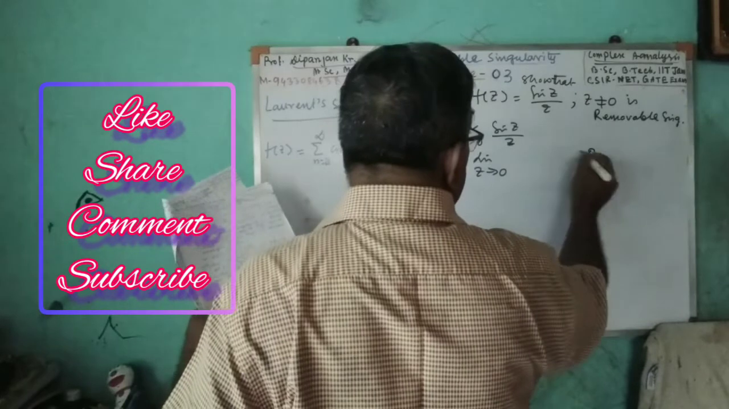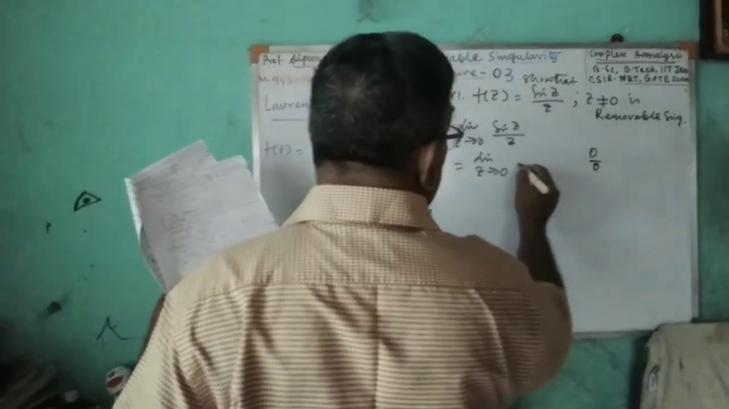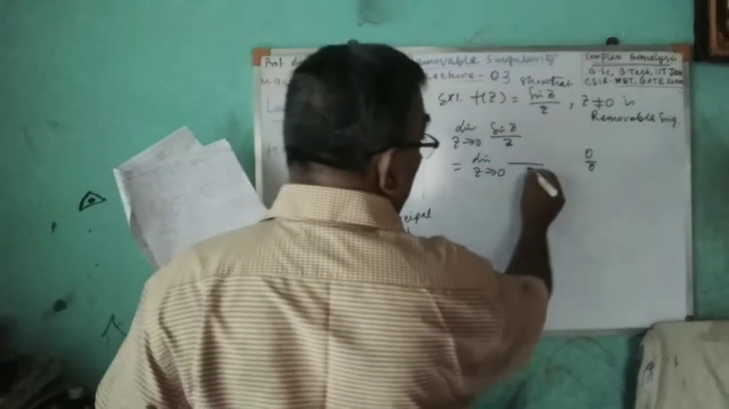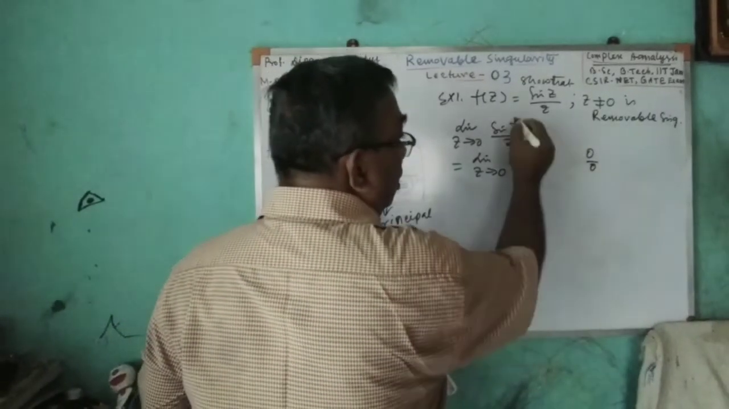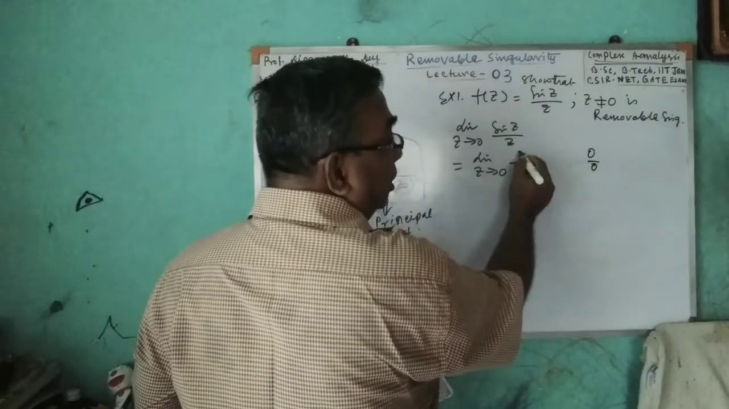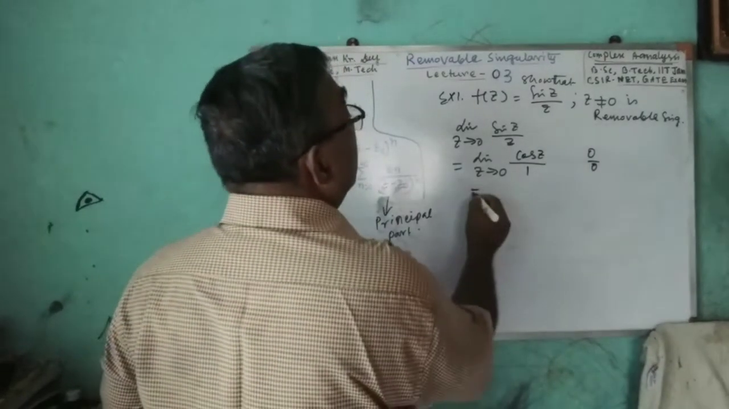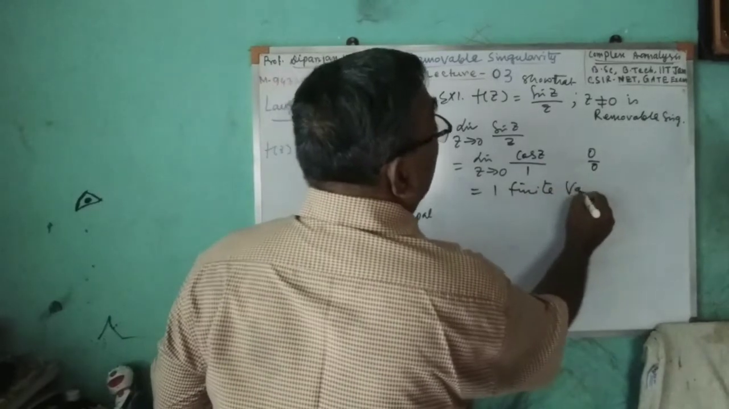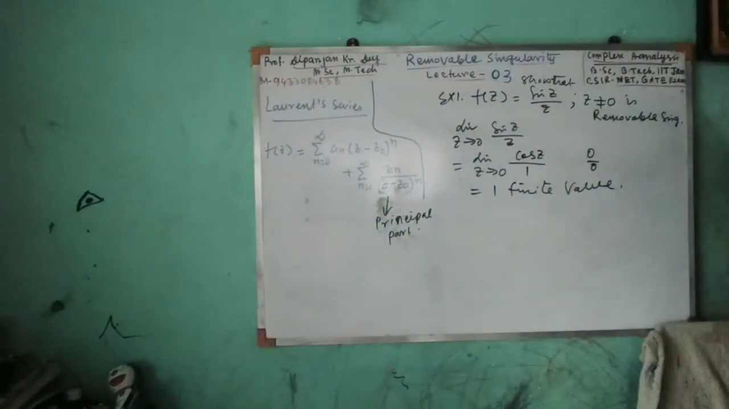If we put z equal to 0, we get 0 by 0, so apply L'Hospital's rule, that is, differentiate numerator and denominator. The denominator's derivative is 1, the numerator's derivative is cos z. Now put z equal to 0, we get 1, which is a finite value. Understand how to find this limit?